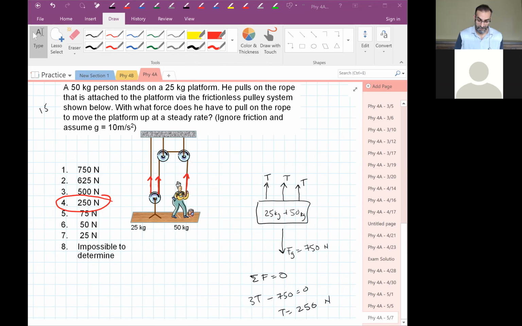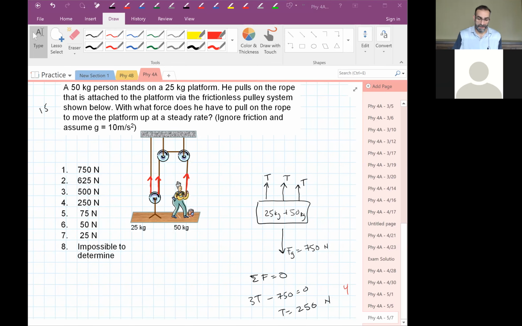Okay. So we need to look at those ropes, right? How many times does the rope pull up on this person plus platform? In this case, there are 3 times the rope is pulling up. So in our free body diagram for the person plus platform, we've got 3 tensions pulling up, force of gravity down. So the tension only has to be 1/3 of the total weight.